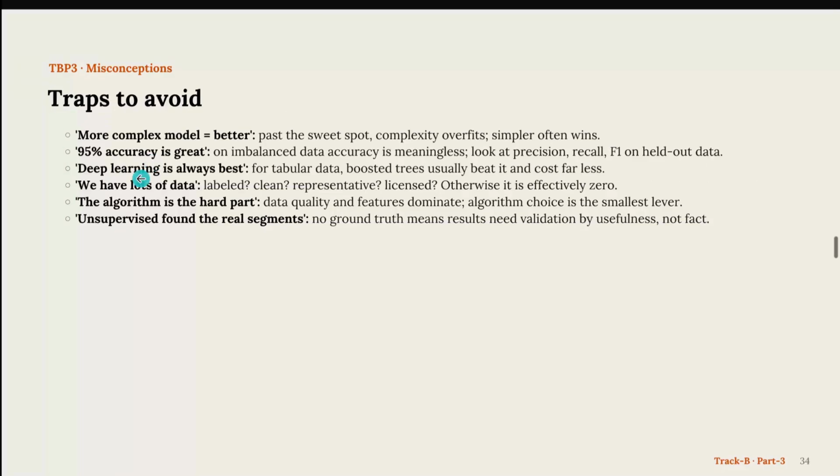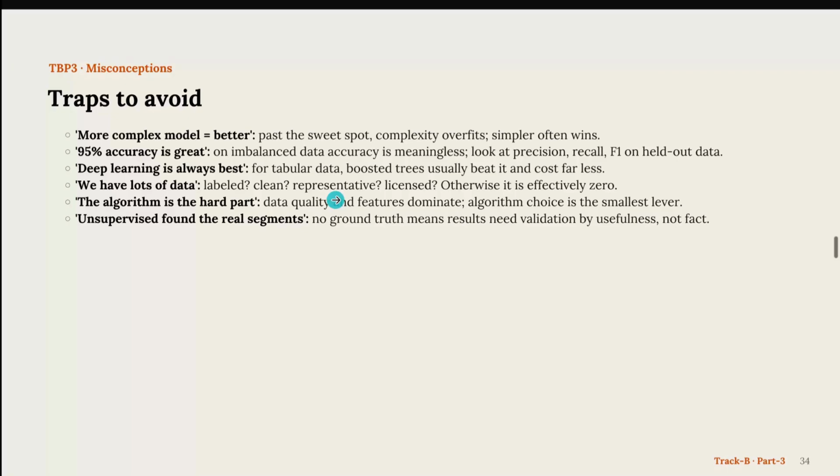95% accuracy is great. Is it on held-out data, or is it on test data, validation data? We need to check. Deep learning is always best? Not really. For tabular data, boosted trees are usually the SOTA, which is the state-of-the-art model to build on. We have lots of data. Is it clean? Is it labeled? Is it representative? Is it even licensed to be used?